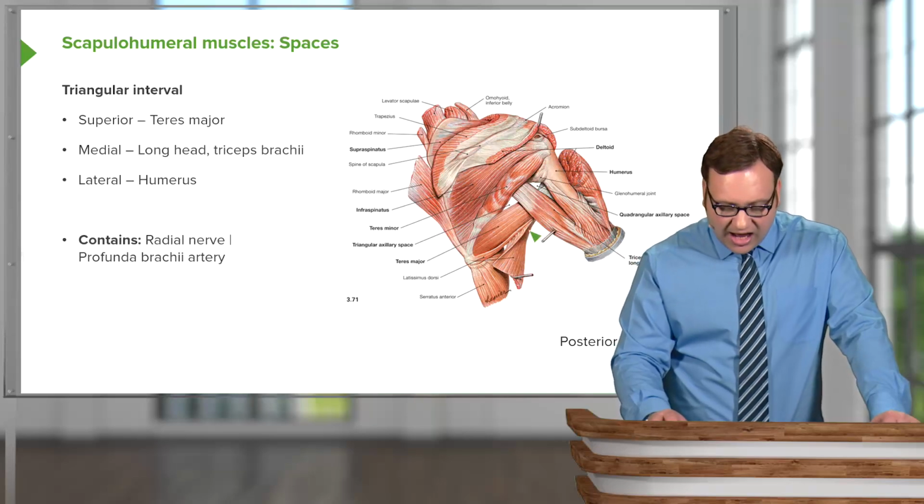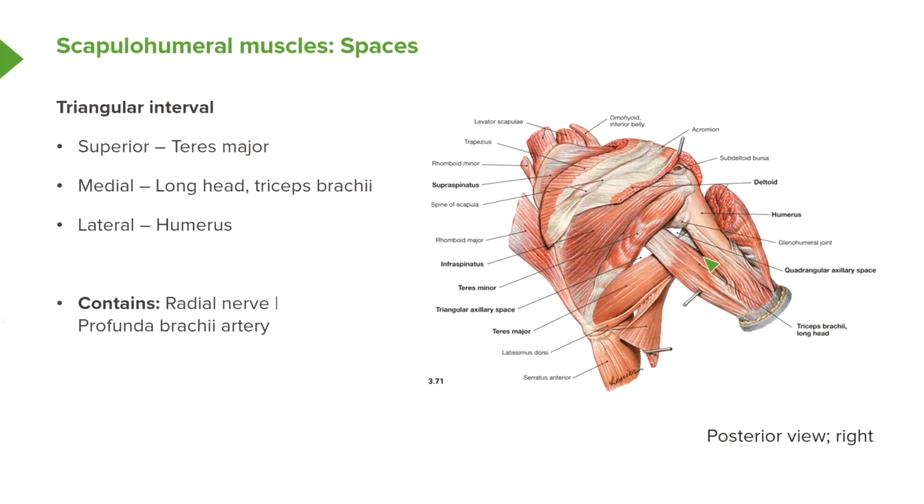Now, this is slightly harder to see because the space is actually closed here. But what we can see again is superiorly, we've got teres major, and the space is actually going to sit in between the humerus and the triceps long head. So here we can see we've got triceps long head, we've got the humerus, and then superior we've got teres major. And just in this little interval, this little slit here, we find the triangular interval.